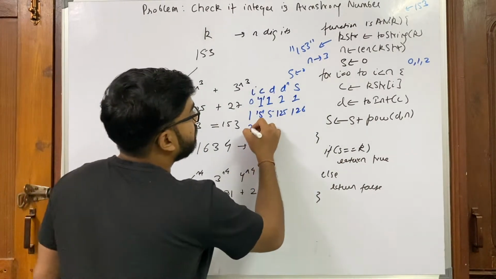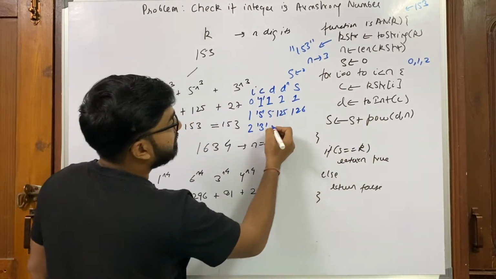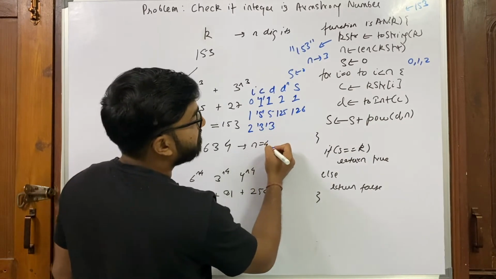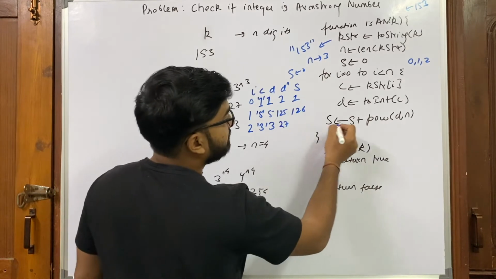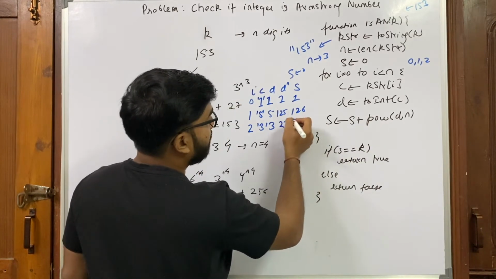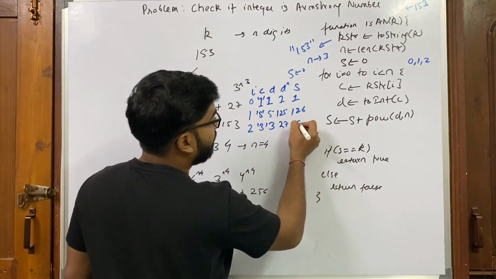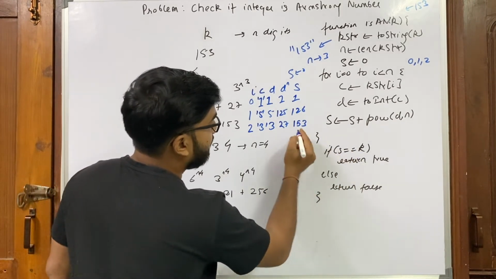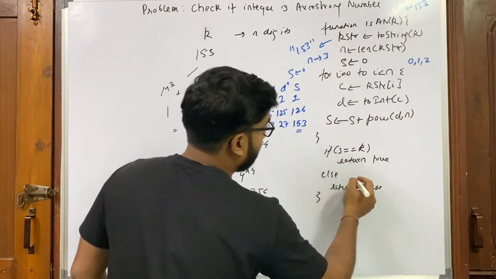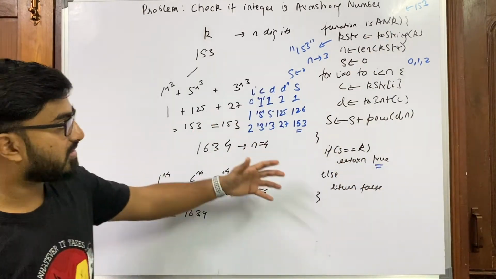I takes index 2, c is 3, then d is the integer form which is 3, d to the power n is 3 to the power 3 which is 27, s is s plus d to the power n, 27 plus 126, 153. You come out of this for loop, you check s equal to k, s is 153, k is 153, you return true. So this is how you check for Armstrong number.